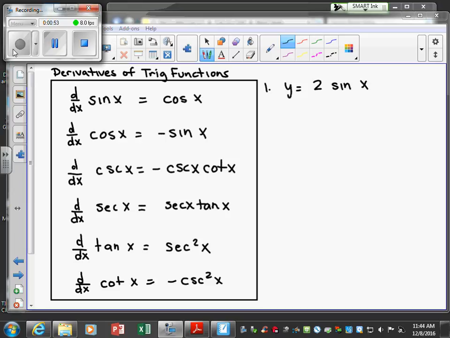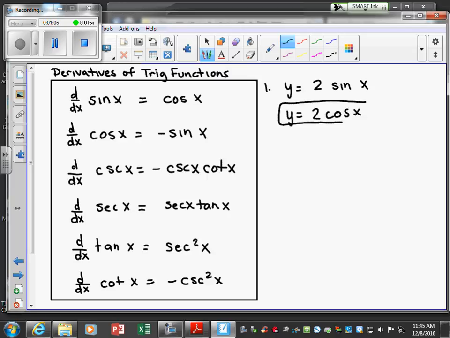Alright, so our first example is y equals 2 times the sine of x. So I'm just going to bring the 2 down. What is the derivative of the sine of x? Cosine of x. So we'll just get this. That's y prime. Careful with notation.